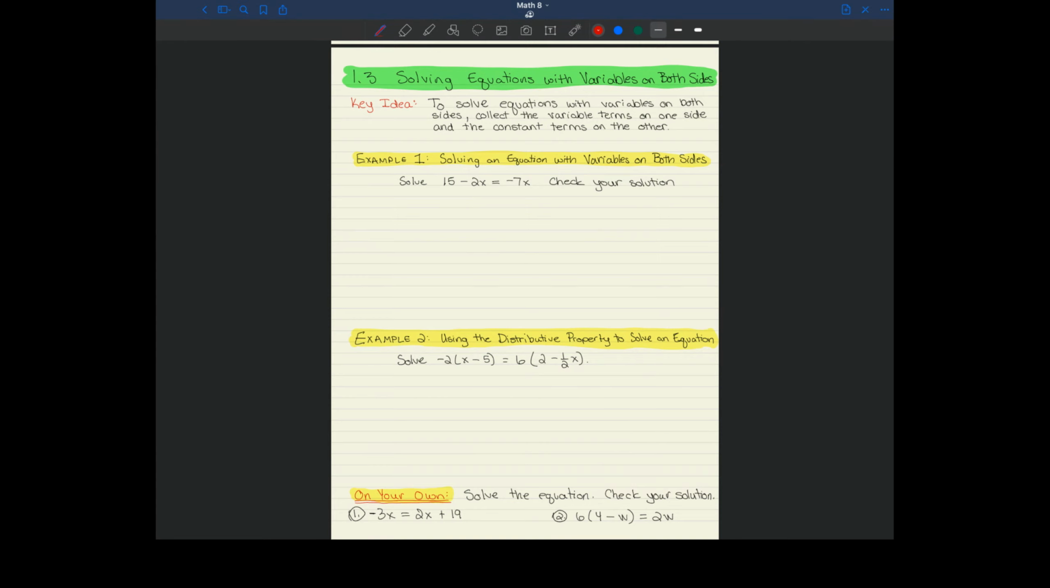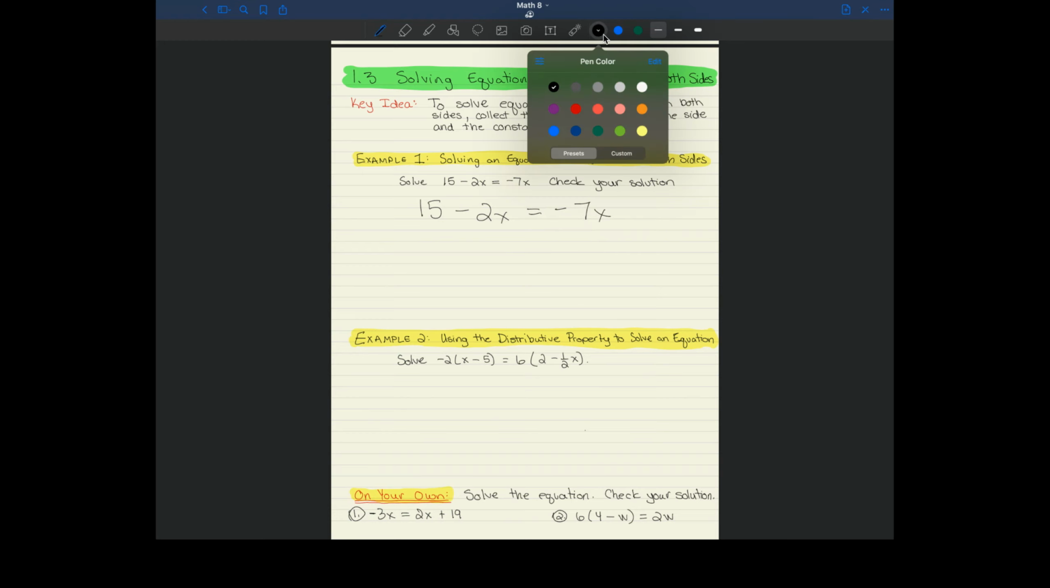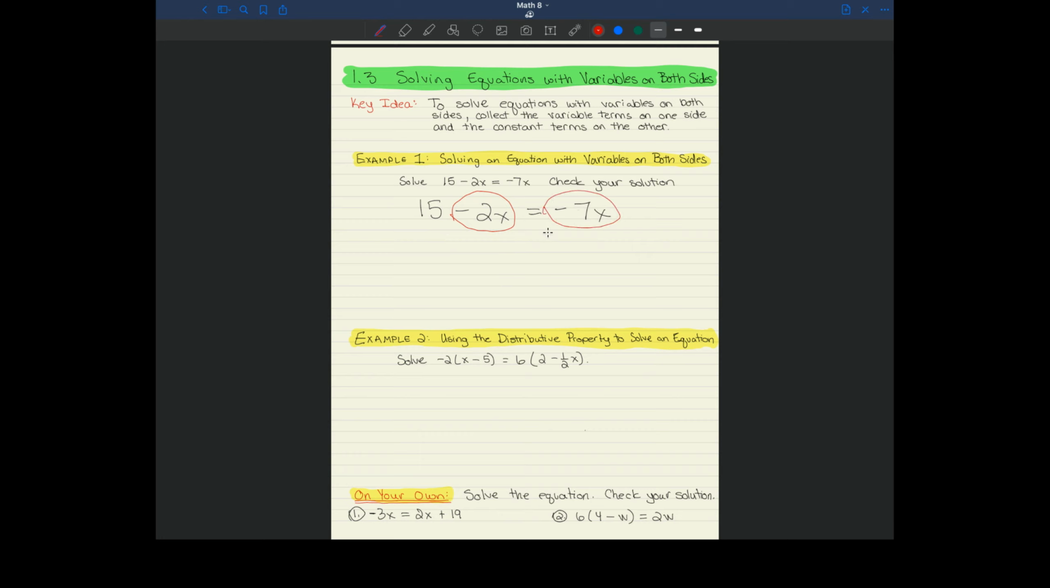Solve 15 minus 2x equals negative 7x and check your solution. So we need to collect our variable terms on the same side and the constant terms on the other. So right now I have two terms. I'm going to just rewrite my equation: 15 minus 2x equals negative 7x. And my like terms are the minus 2x and the minus 7x.